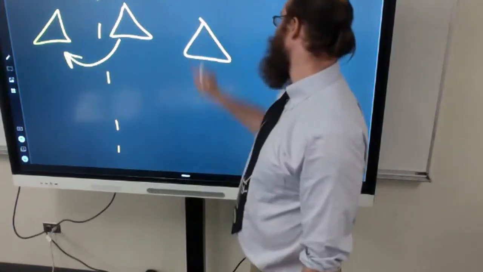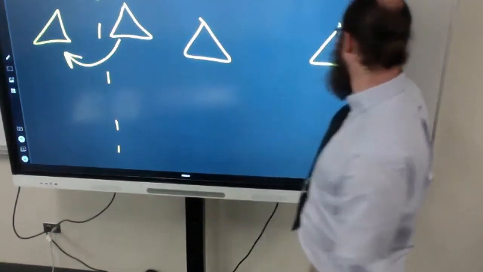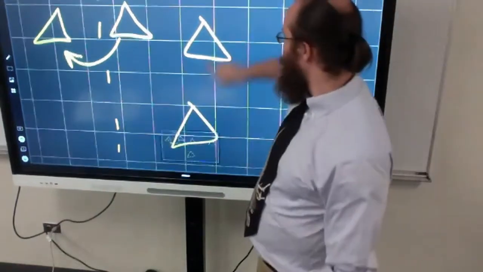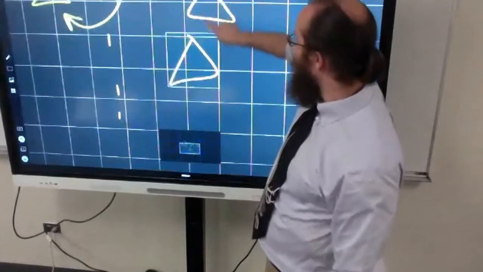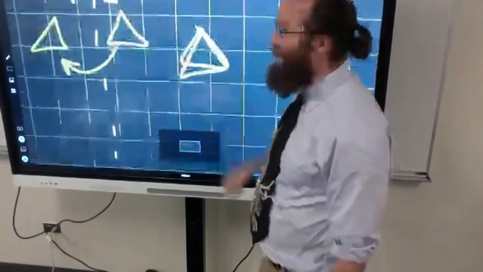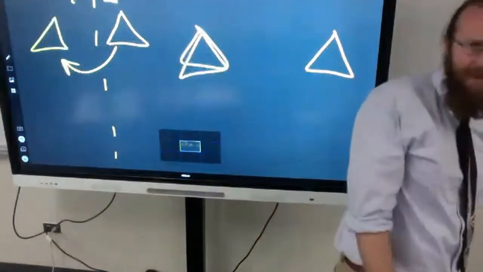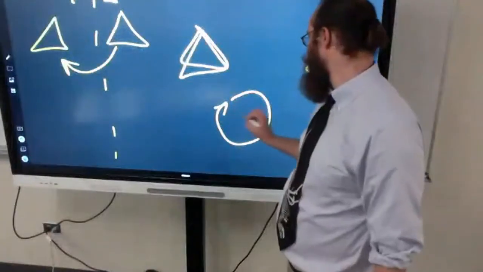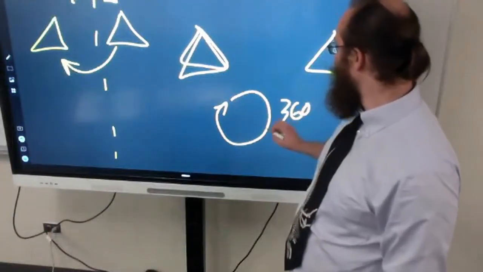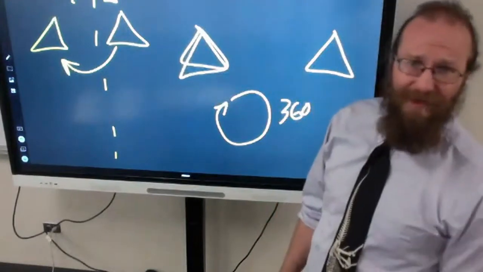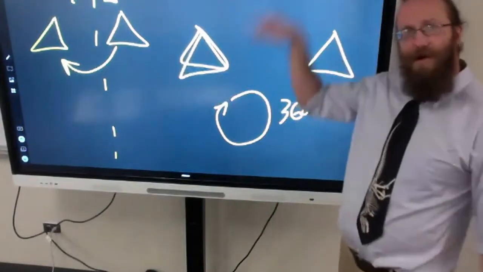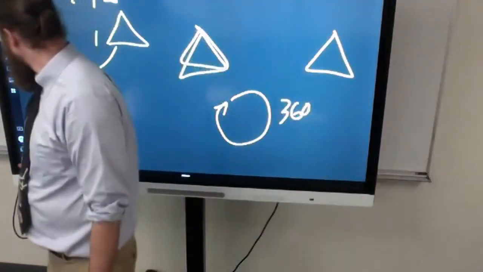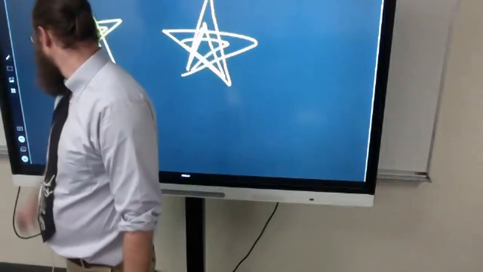If we have a translation and we move them over here and then down and then over and then back, right? We've gone back to the original shape. So you can get back there with translations. If you rotate 360 degrees, right? Or a series of mini rotations that add up to 360 degrees, you've gone all the way around the circle and you're back at the starting point. So you should be able to describe a series of transformations.